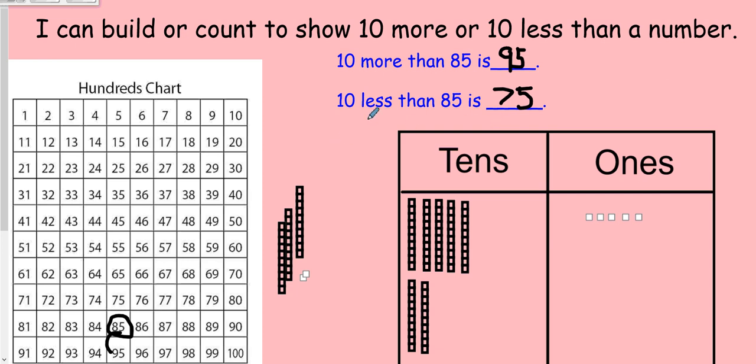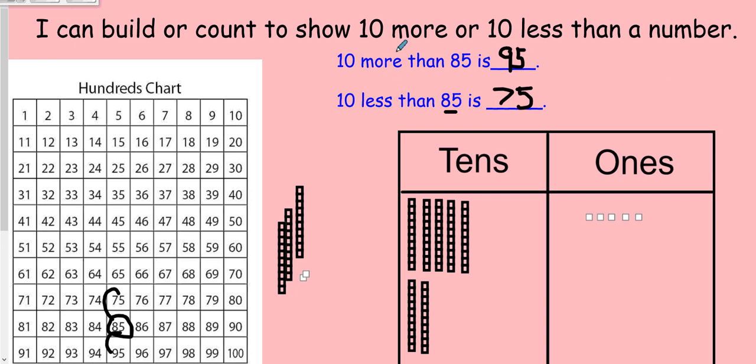Let's check our work and try it on our hundreds chart. We have to find 85, which is here. If we want to do 10 less, which way should we go? That's right, we go back this way. 10 less than 85 is 75. We can count the spaces to make sure. 1, 2, 3, 4, 5, 6, 7, 8, 9, 10. We were right. 10 less than 85 is 75.